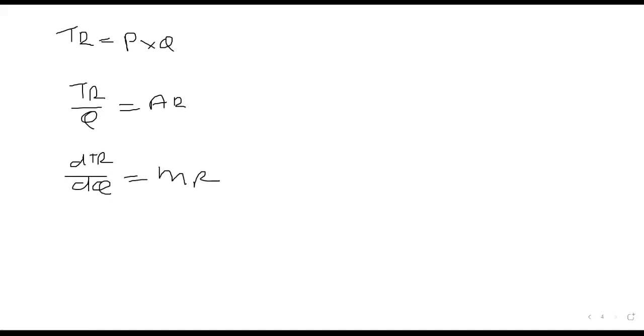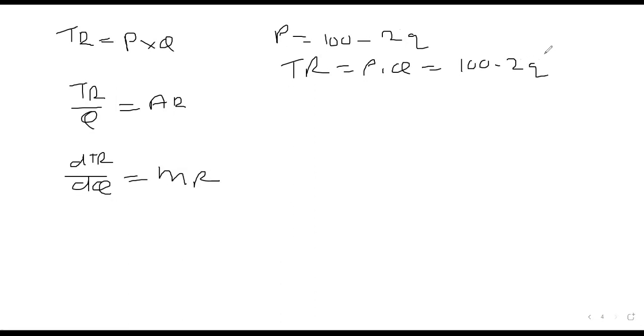In a case where we have our price, for instance, as 100 minus 2Q, using this formula, total revenue becomes what? Price times quantity. So our total revenue will be 100 minus 2Q, and here we put a Q outside. So our total revenue, therefore, would be what? 100Q minus 2Q squared.